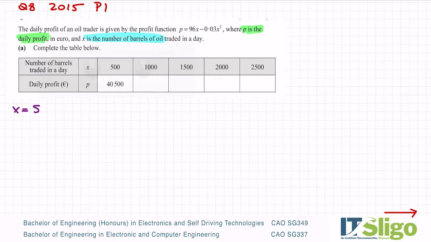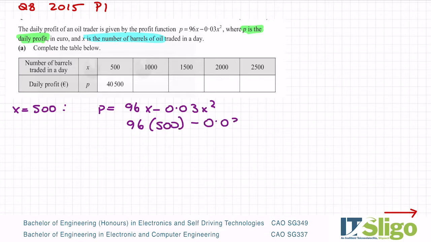So when x is 500, then my daily profit P is equal to 96x minus 0.03x squared. For this case, it's 96 times 500 minus 0.03 times 500 squared. Let me put that into the calculator: 96 bracket 500 minus 0.03 bracket 500 squared. I'm getting 40,500 for that, as shown there. And I find that a very useful exercise. If they've given me an answer, if you can figure out where that answer came from, then you know that your method is right.